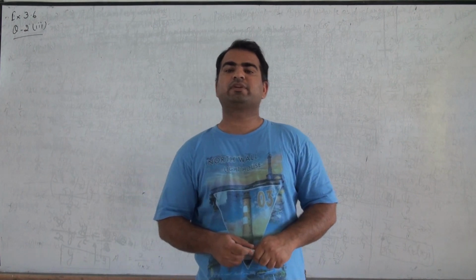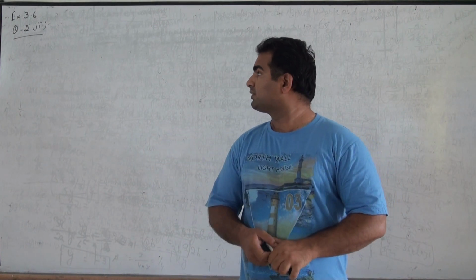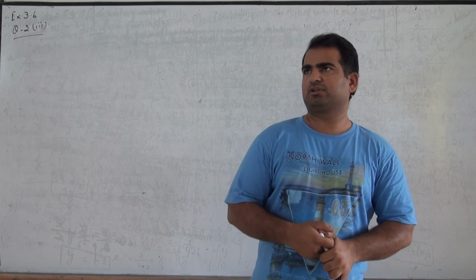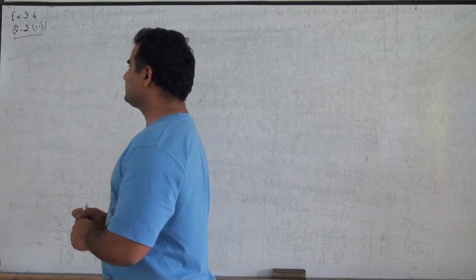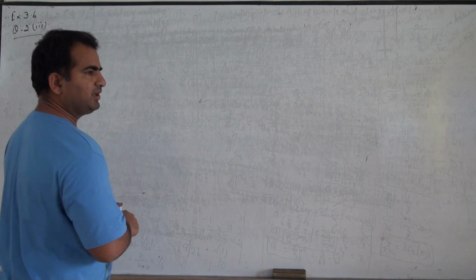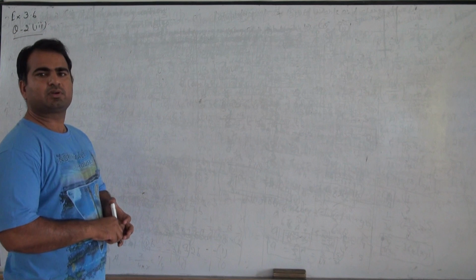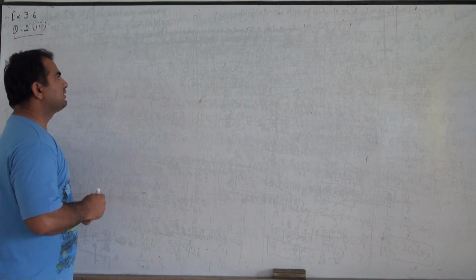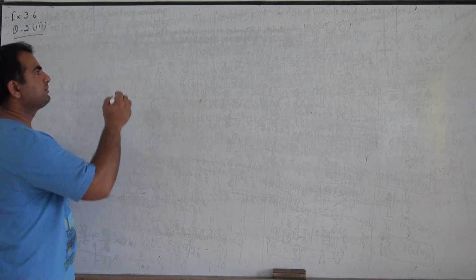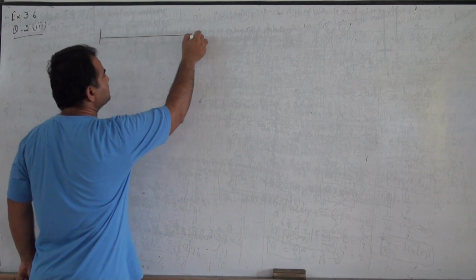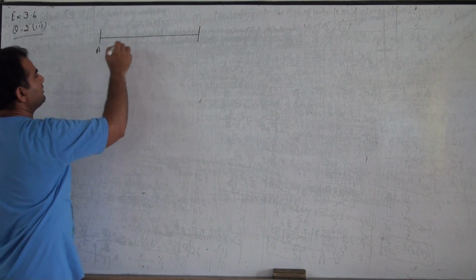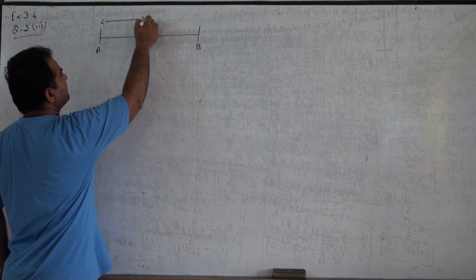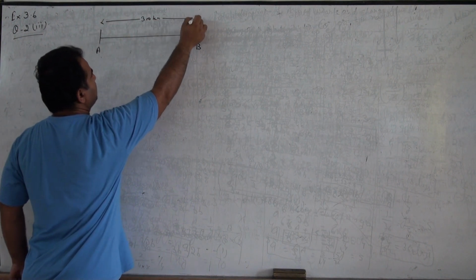Okay, in this video we are going to solve question number 3 of exercise 3.6. The question is that Ruhi travels from a place A to B, partly by train and partly by bus. First of all we have to make a diagram: Ruhi goes from place A to place B, and the two places are 300 kilometers apart.